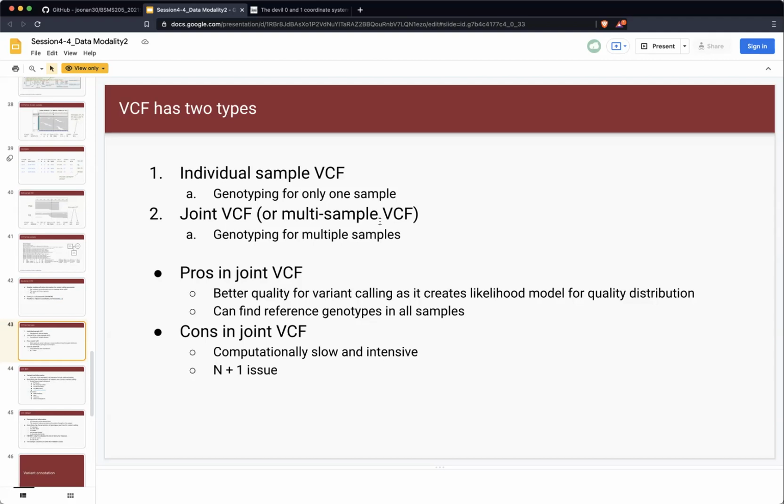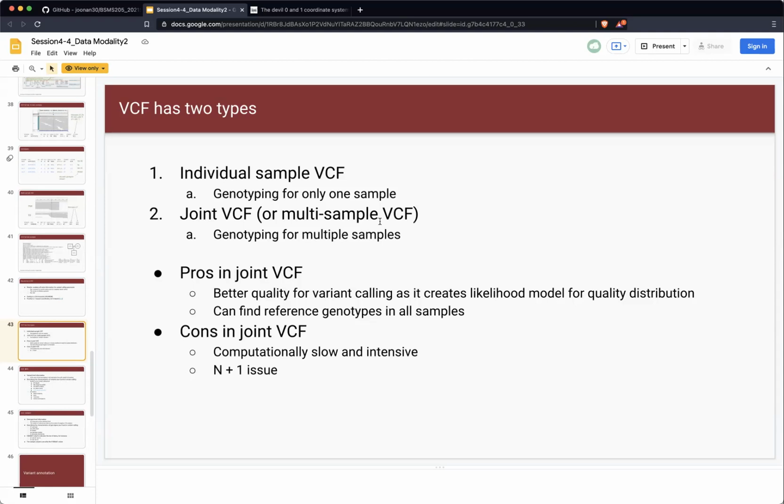The reason is that if you include more and more samples, then you have better quality for variant calling, because it is creating the likelihood model for quality distribution. So if you want to do the genotyping for only one sample, you cannot compare the quality of the variant in your sample to something, right? Because there is only one sample. But if you have multiple samples in your VCF, then you can compare the quality of the variant between the samples, and you're creating the background of this quality distribution. Then you can judge that a sample's variant is of very poor quality. So we can judge that it is probably a non-pass call in the VCF.